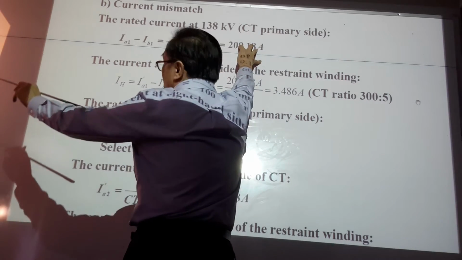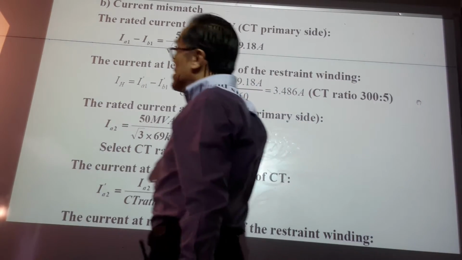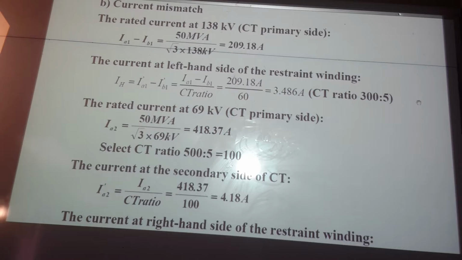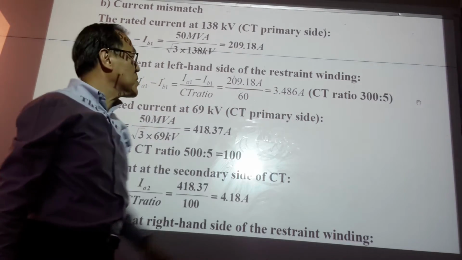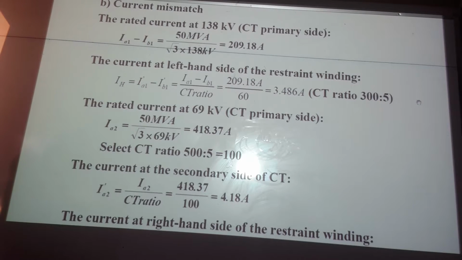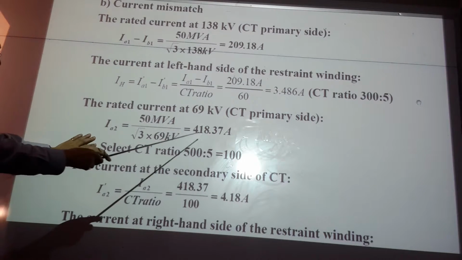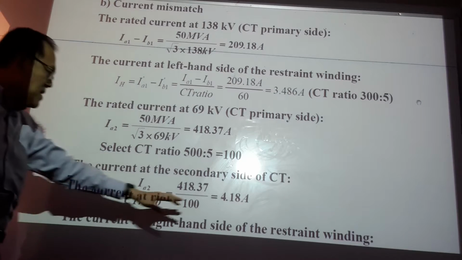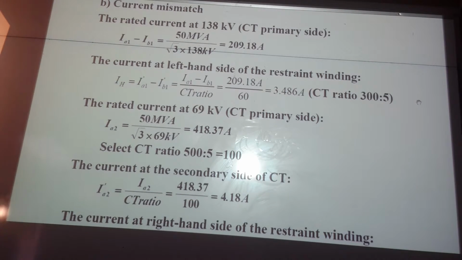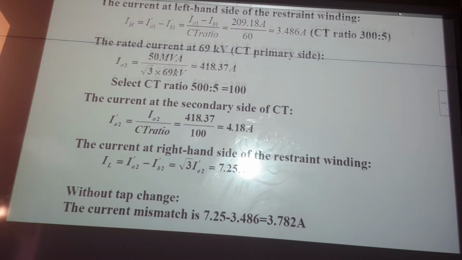209 amps on the primary side, after going through the CT ratio of 60, is stepped down by 60 times on the secondary side, and will give you about 3.48. Whereas on the other side, you step down by 100 times, so you can see that you get 4.18. I think it's very straightforward in terms of calculation.